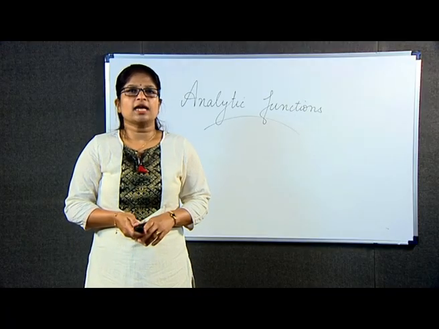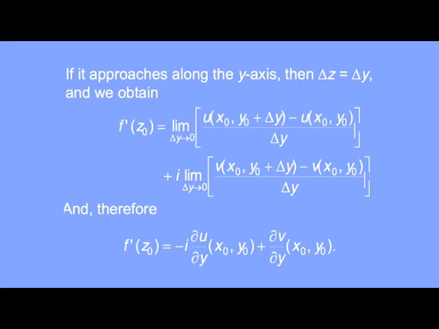Now, suppose it approaches along the y axis, that is, your delta z tends to 0 along the y axis. So, what happens to your delta z? It becomes delta y. So, your f dash z naught becomes limit delta y tends to 0 of u(x naught, y naught plus delta y) minus u(x naught, y naught) divided by delta y, plus I times limit delta y tends to 0 of v(x naught, y naught plus delta y) minus v(x naught, y naught) by delta y.